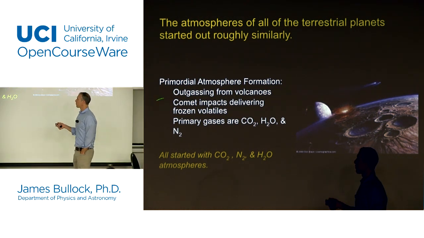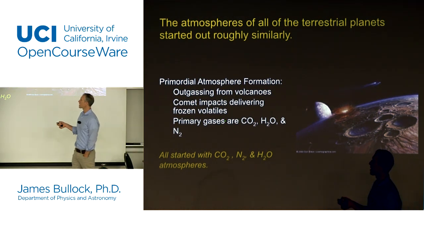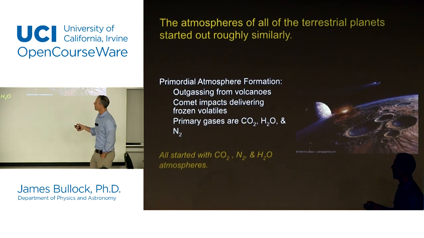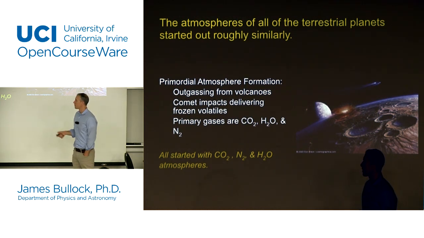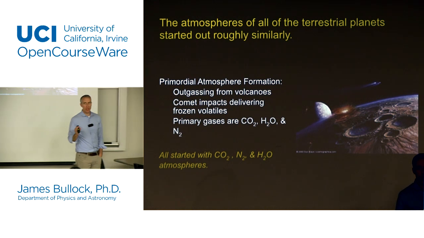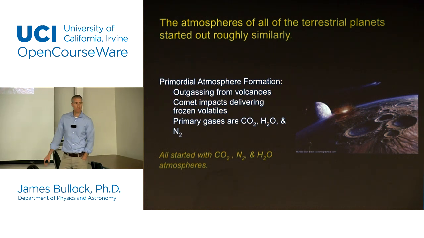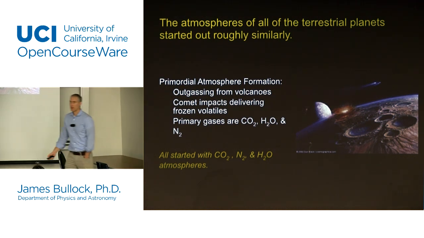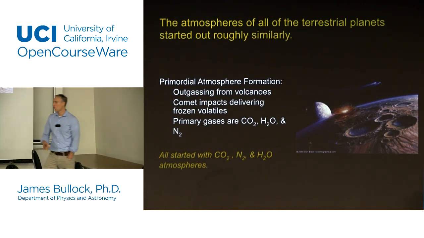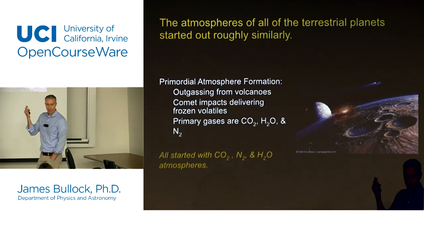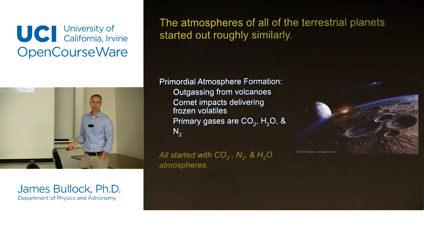They had outgassing from volcanoes, and they had cometary impacts, etc. So we think that they had carbon dioxide, a little water vapor, and nitrogen. So we believe that all those interior terrestrial planets all started off with carbon dioxide, nitrogen, and water vapor atmospheres, and that's it. Okay? No hydrogen helium atmospheres, because that stuff wouldn't have stayed around. It would have been lost.